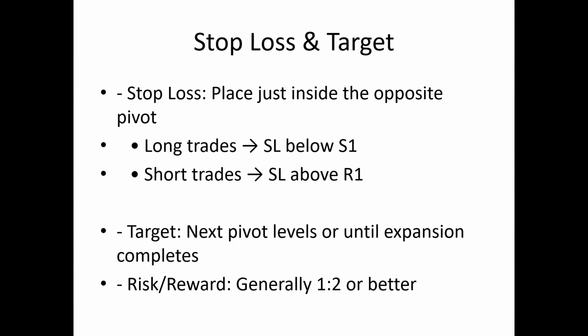Stop loss and target are placed just inside the opposite pivot. Long trade stop loss below S1, short trade stop loss above R1. Target is the next pivot levels or until expansion completes. Generally, risk to reward is 1:2 or better.